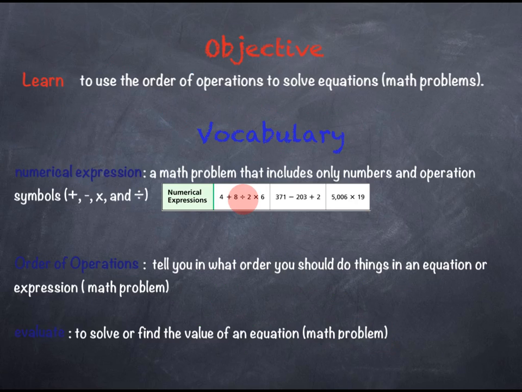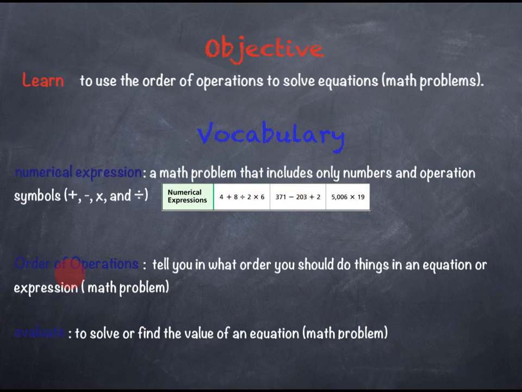For instance, right here, we have 4 plus 8 divided by 2 times 6. That would be a numerical expression or a math problem, or as we said up here, an equation. Second, we have 371 minus 203 plus 2. And last but not least, you can see the last one.